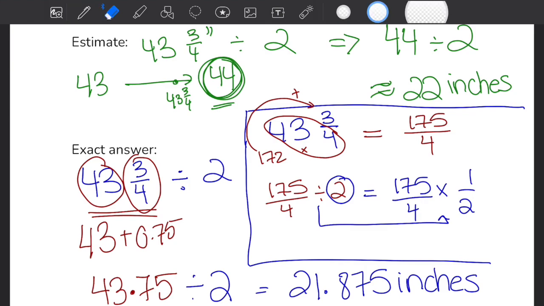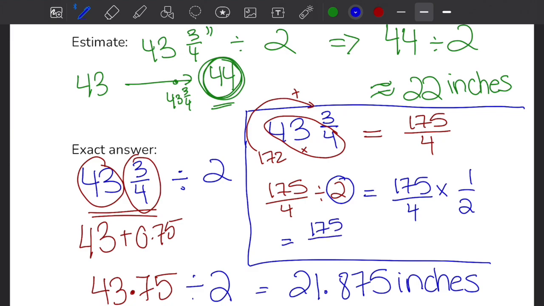Now after we do that, we're going to multiply these fractions. Essentially we multiply the numerators together and we multiply the denominators together. So 175 times 1 is 175, over 4 times 2 is 8. Now this is okay, but it's a bit hard to visualize on a ruler, so I'm going to change it into a mixed number. I also have a step-by-step video on how to do that.